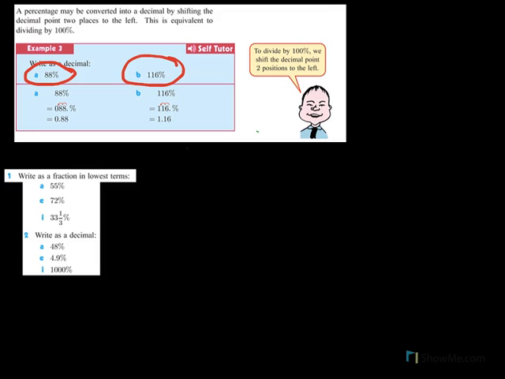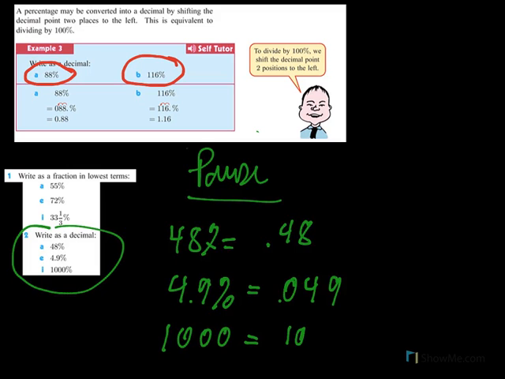All right, we have number 2. Now number 2 should be very easy for you. Simply write these as a decimal. 48% as a decimal. I want you to pause, and I want you to go ahead and do those 3 questions right now. Okay, 48% should be 0.48. We simply move the decimal over twice to get 0.48. 4.9% should be 0.049 because we move the decimal over twice. And 1000% should be 10 because we move the decimal over twice to there.